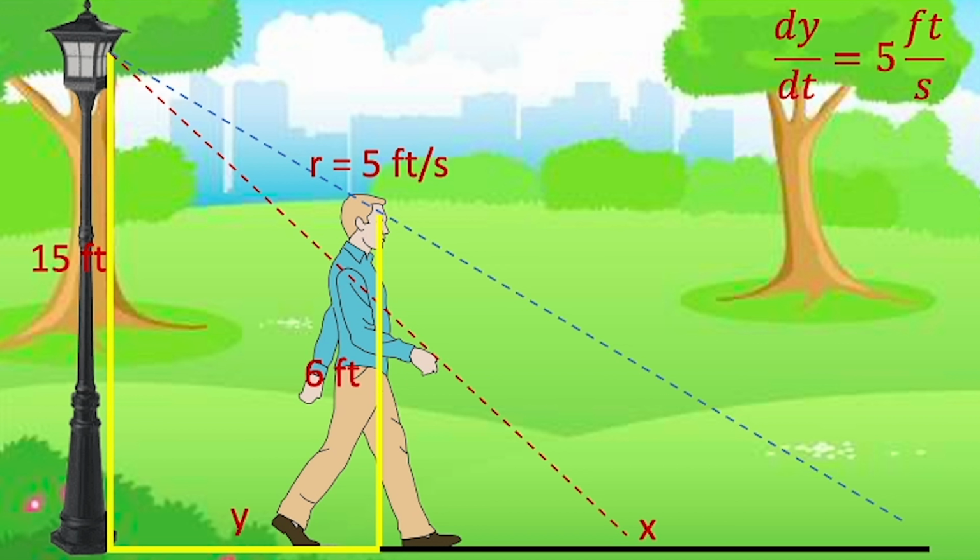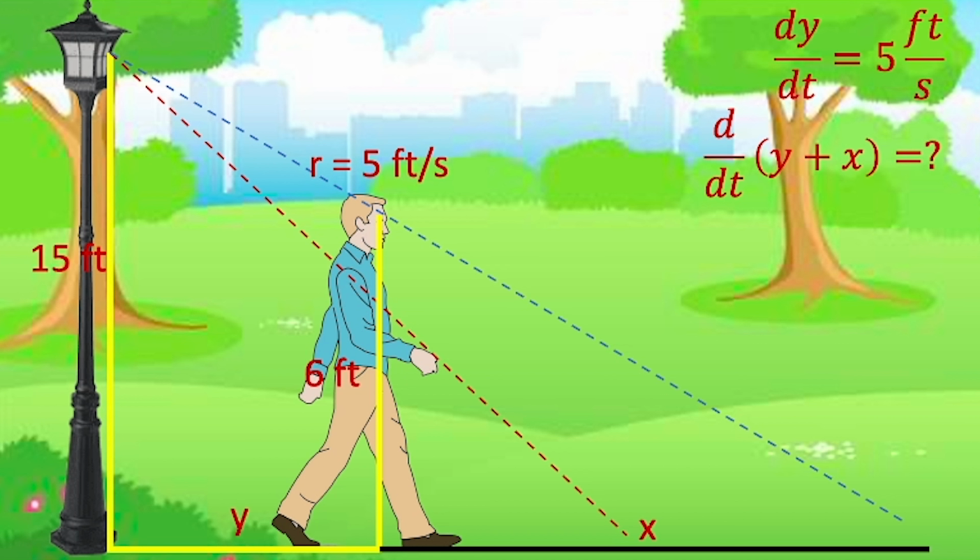The value that the problem is looking for is the speed of the tip of the shadow, and this is measured from the lamp post. It follows that the value we are looking for is the derivative of the distance from the lamp to the tip of the shadow over time. In equation form, it is the derivative of the variable y plus x over dt.